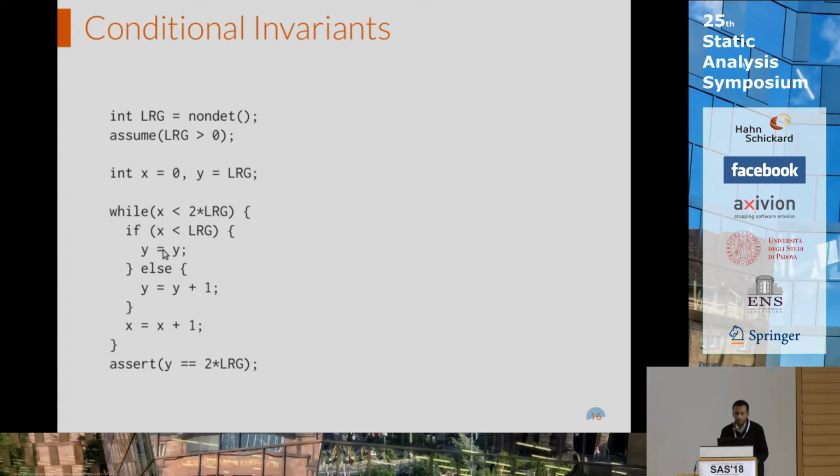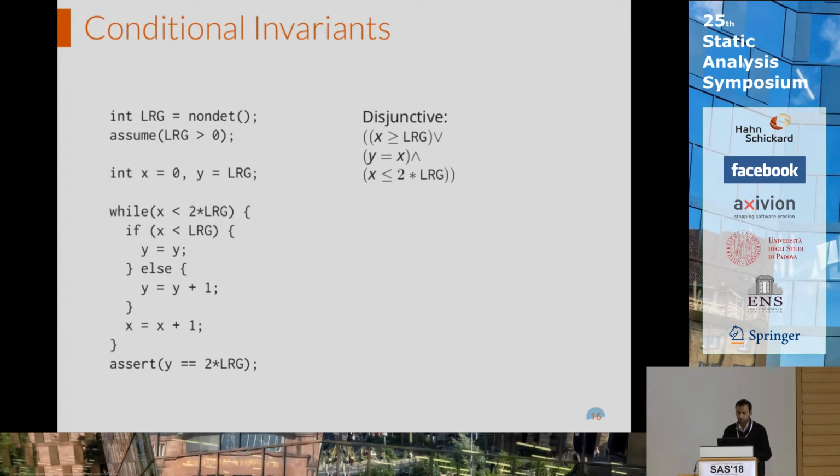So in that case, how does one get a conditional invariant? Let us look at what the invariant is for this program. This program has a disjunctive invariant, which is x is greater than or equal to large, and y is equal to x, and then x is less than or equal to 2 times large.